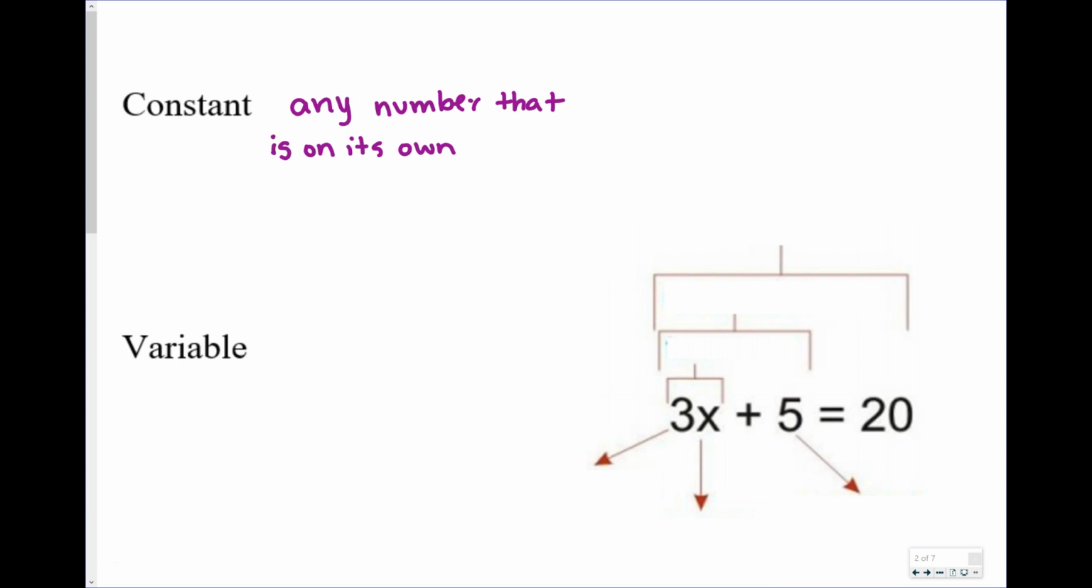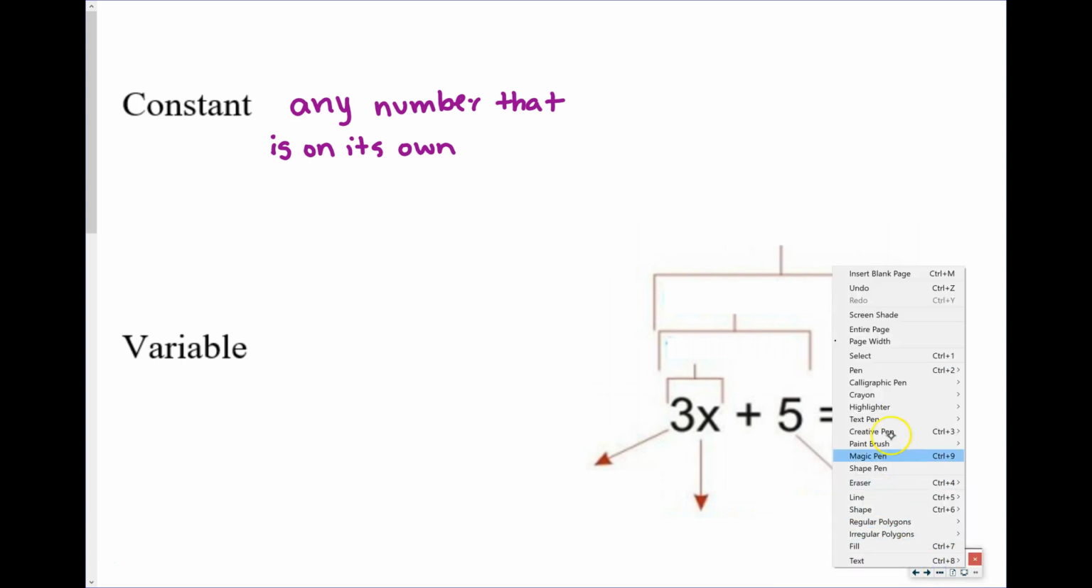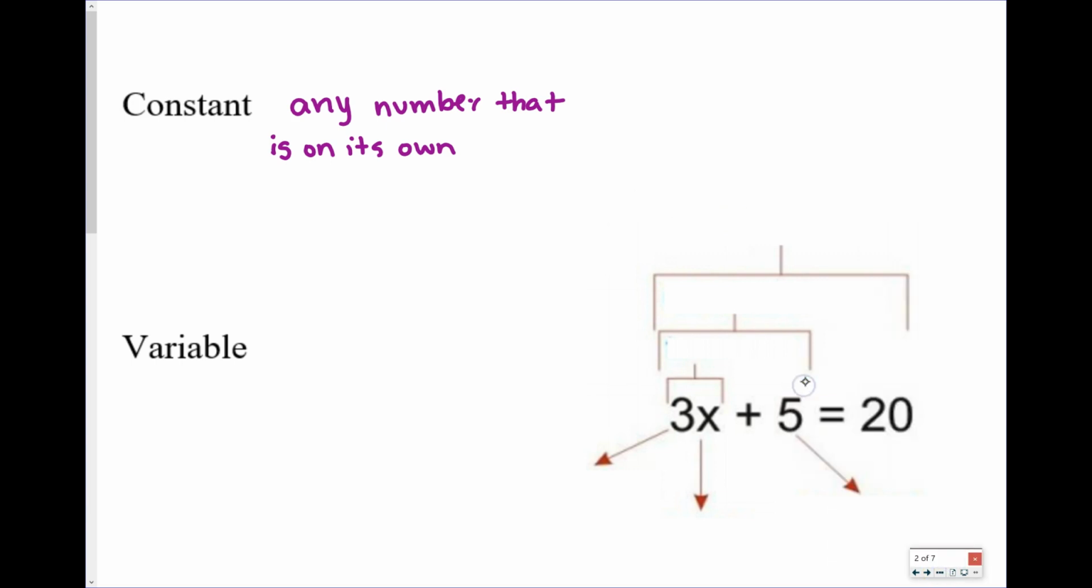So in 3x plus 5 equals 20, we actually have 2 different constants. So the 5, because it's on its own, we can call it a constant. The 20 is also a constant. Let me rewrite that so we don't go off the page here. So 20 is also a constant because they're all by themselves. Just a 5, just a 20, those are constants, okay?